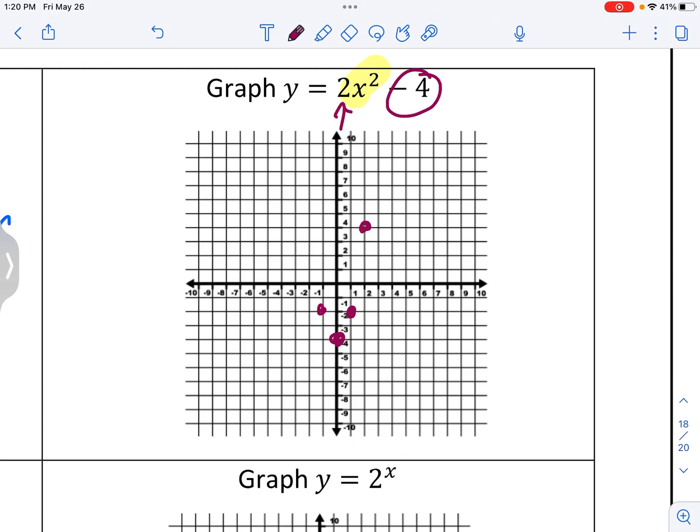Like that, we get mirror images on the left side, and that number in front of x squared being greater than 1 really narrows our quadratic, our parabola.